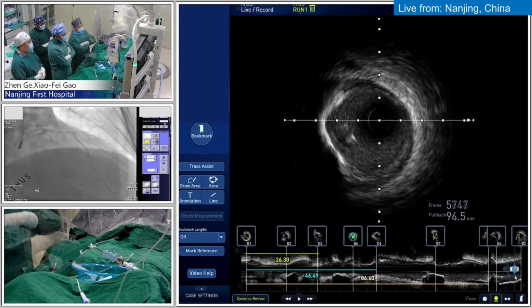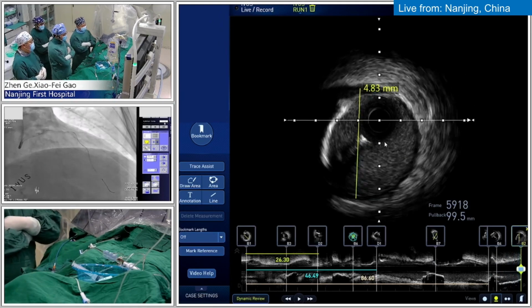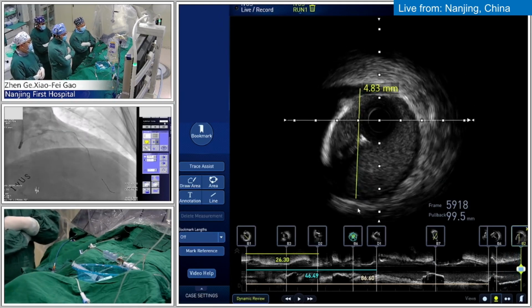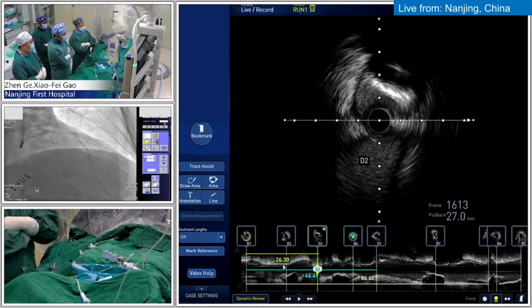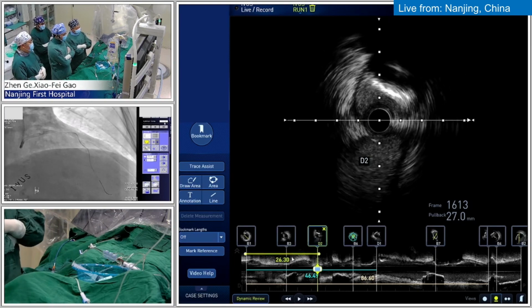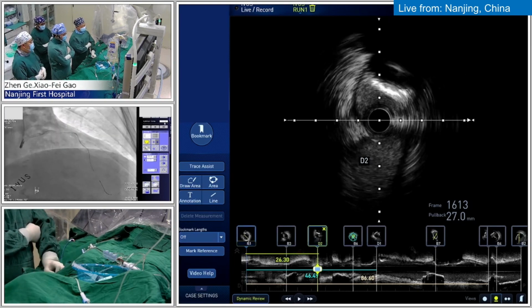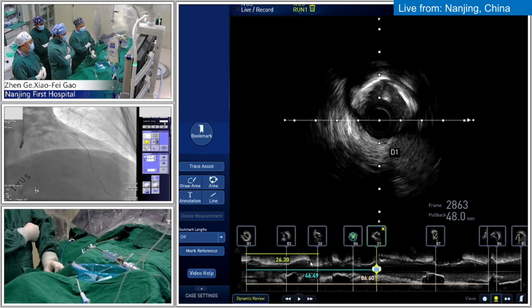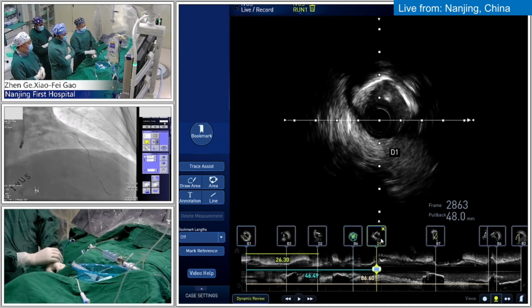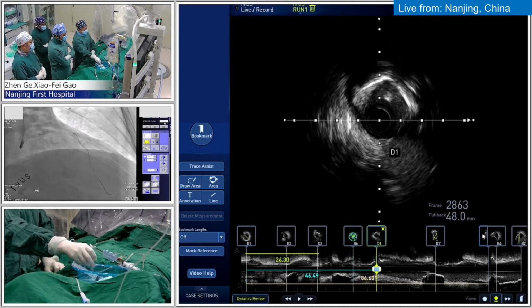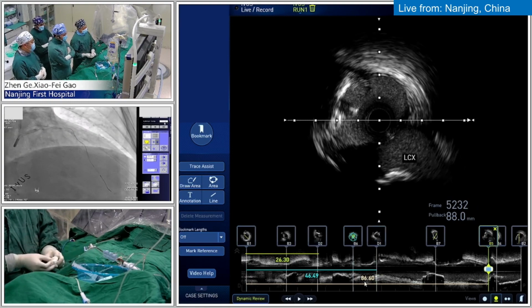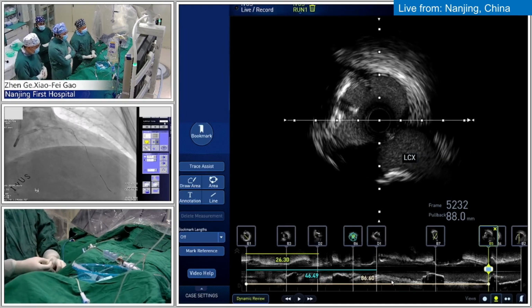This is the middle left main. The left main vessel diameter is about 4.8 millimeter. We measured from the distal landing zone to the second diagonal, the length is about 26 millimeter. And from the distal reference to the first diagonal, the length is about 46 millimeter. Then from the distal reference to the ostium LAD, the length is about 86 millimeter. Okay, this is the baseline IVUS imaging.